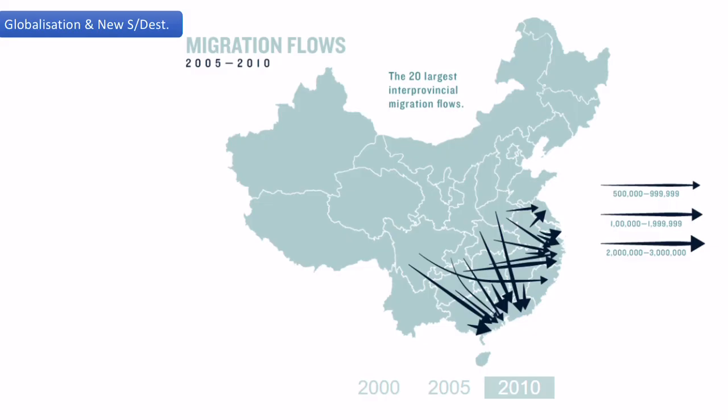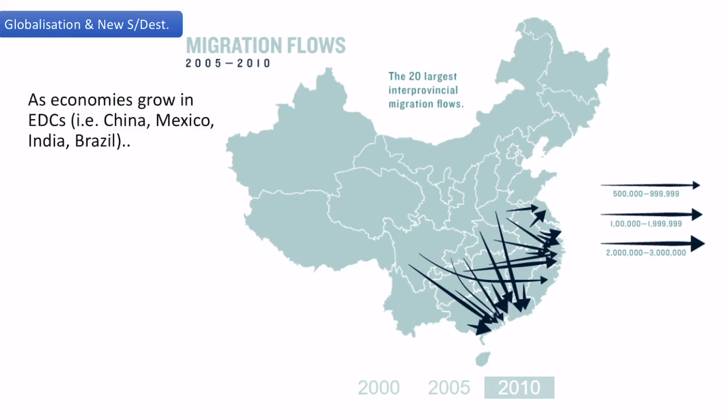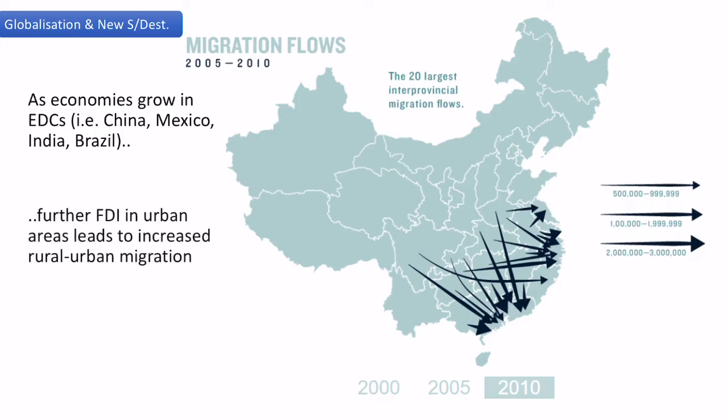The last thing to consider is, we've looked at new sources and destinations, we've looked at an international level, we've looked at an intra-regional level, but we need to look internally as well. As economies grow because of globalization in EDCs, so China, Mexico, India, Brazil, and the example I've got here is China, we start to see lots of investment, foreign direct investment from big TNCs in urban areas, and that means there are more job opportunities in those areas.